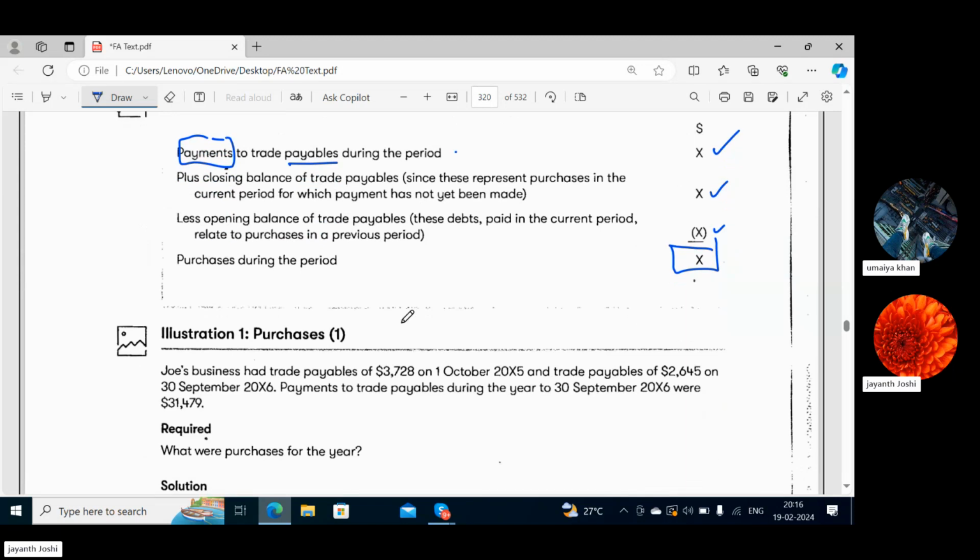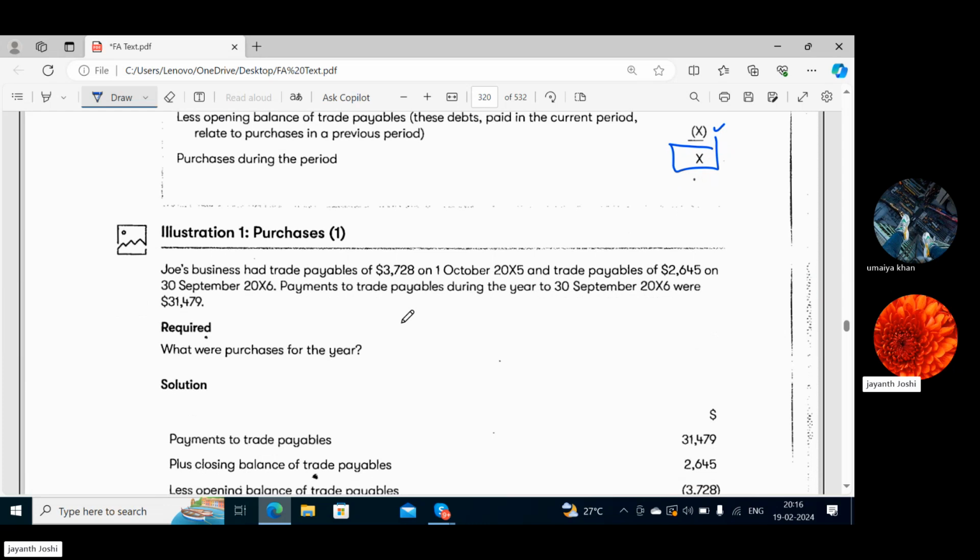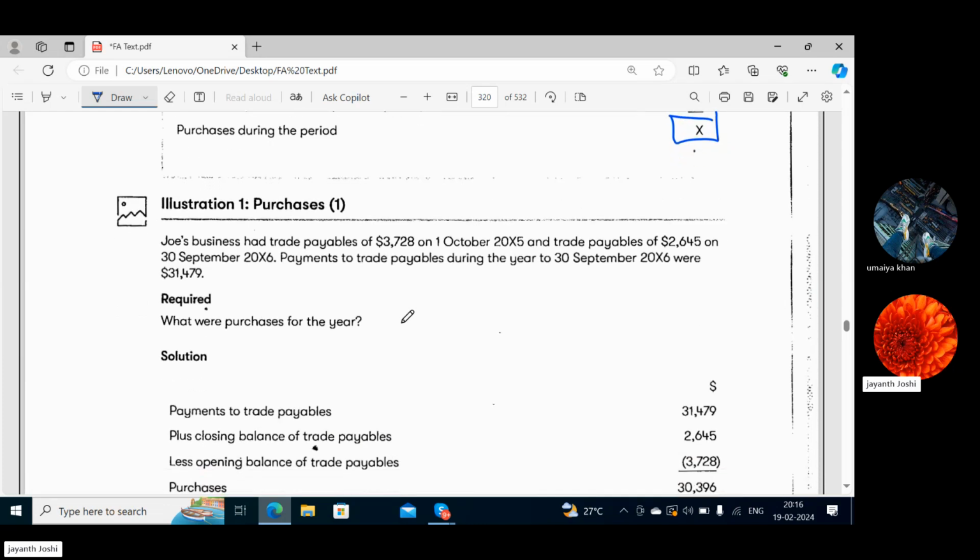So with this information, we have to find the value of purchases. Joe's business has payables of 3728 on 1st October. That means this is opening balance of payable. Trade payable of 2645 on 30th September. This is closing balance of payable. Payments to payable were 31479. So very simple. We just put it in the formula: payment to payables plus closing minus opening. We get the value of purchase. That is very simple.